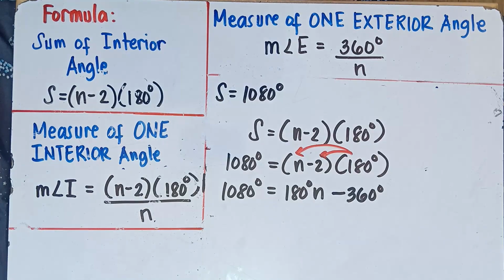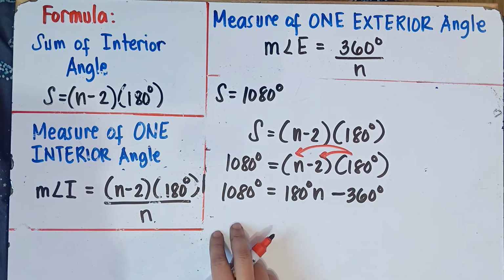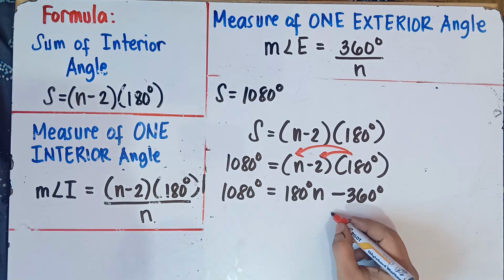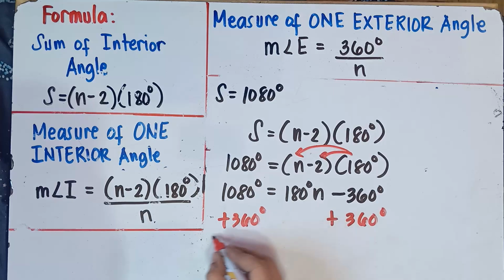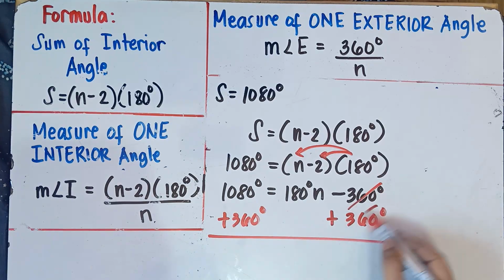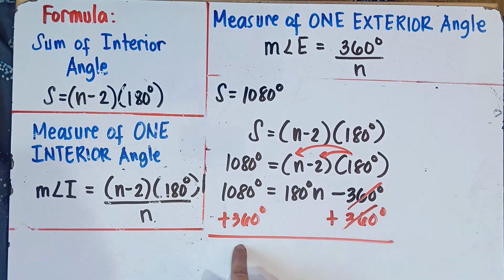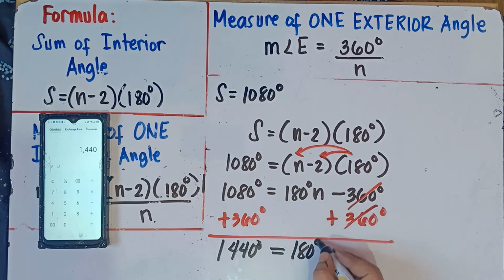Alright, and then we can transpose this one, class. We can transpose 360 from right to left, and it will change the sign. Or another way, we can apply the addition property of equality. We can add both sides by 360 degrees so that we can cancel this out. And 180 degrees plus 360 degrees, the answer, class, will be 1440 degrees. Copy the equal sign and then 180 degrees and then n.